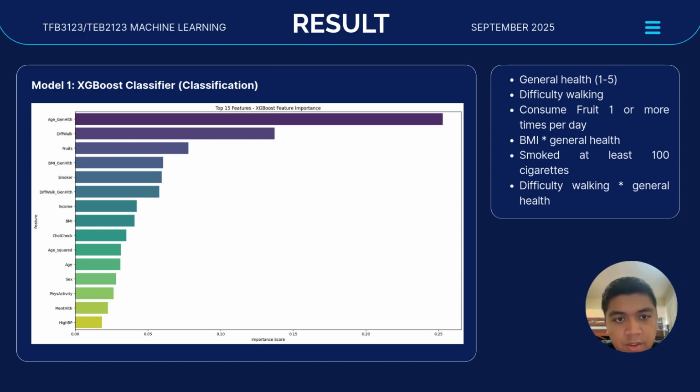From our XGBoost classifier training, we have identified these as the top 15 features. The top 6 are general health, difficulty walking, consuming fruit one or more times per day, BMI times general health, then smoked at least 100 cigarettes during their lifetime, and difficulty walking times general health.